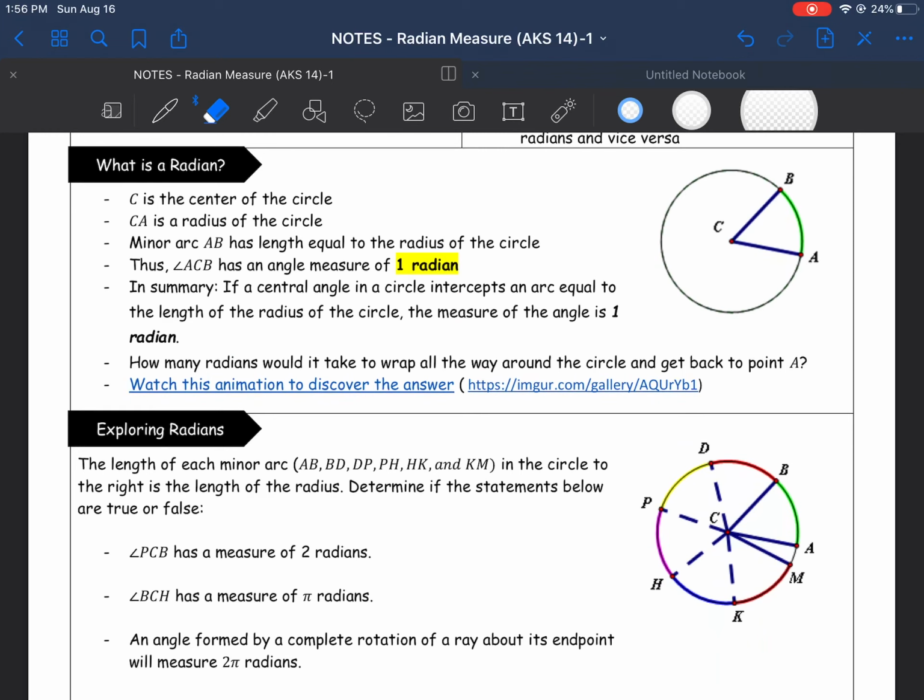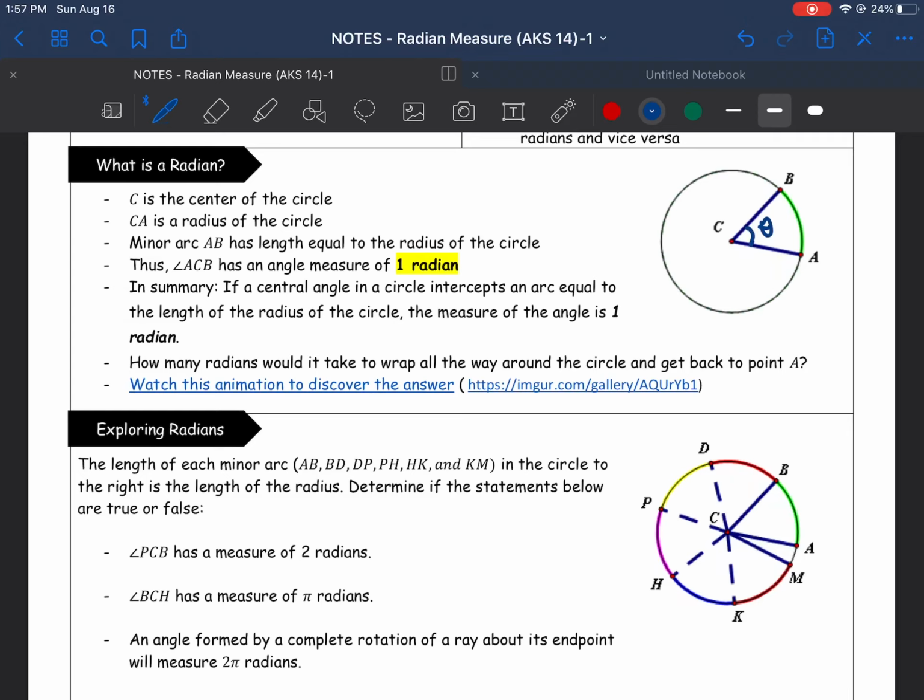Let's consider the image to the right, where we have a circle with center C, and CA is the radius of the circle. We want to construct a point B on the circle such that the length of the arc AB is equal to the length of the radius CA. Then, if we look at the angle formed, angle ACB, we'll call this theta. The measure of that angle would be called 1 radian.